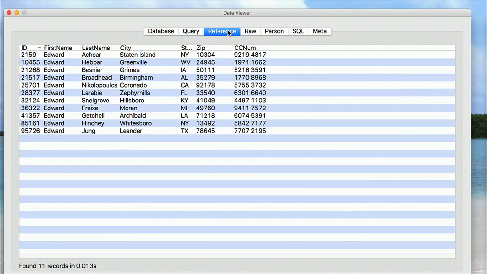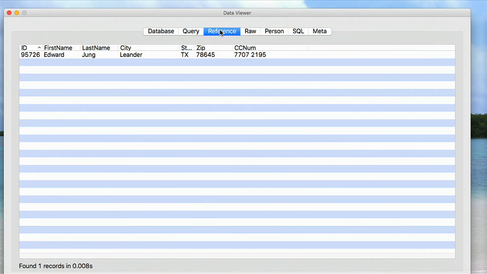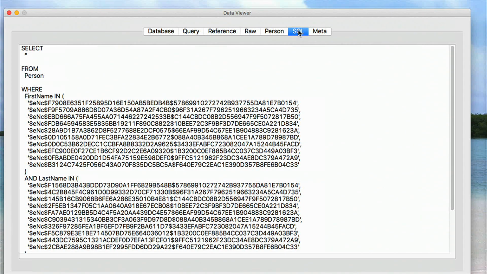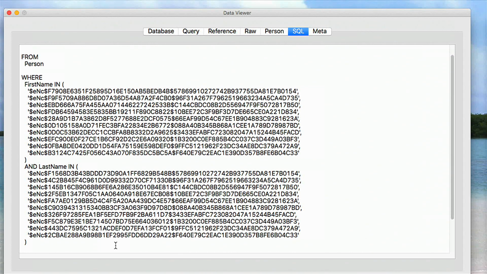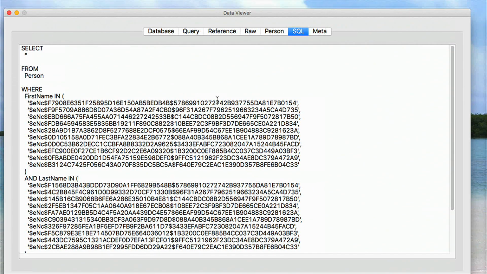OK. Let me look at the reference and let me pick somebody. Edward Jung. We'll say Jung. I'm not sure if I'm pronouncing that correctly, but that's a nice short one. So we are going to look for Edward Jung. Again, look at the reference. That's straight SQL. Finds that one. We look at the person. Finds that. And you can imagine what that SQL looks like. So we're just looking for first name is one of those, and last name is one of those. Conceptually, does this make sense to everyone? Anyone have questions about this? OK.